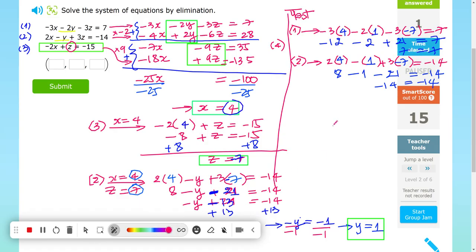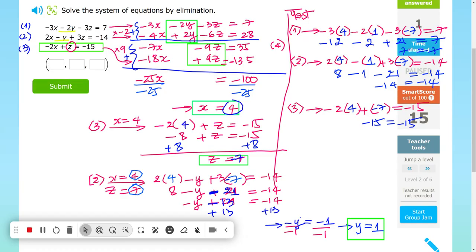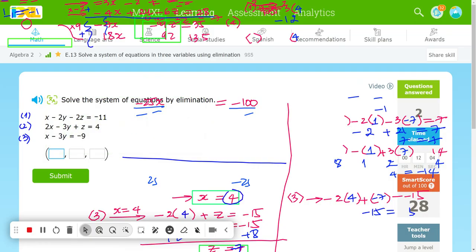Let's do one more time with equation number 3. I have negative 2x plus z equals negative 15. Let's do x equals 4 and z equals negative 7. So negative 8, negative 7, negative 15. So negative 15 on both sides. I punch in my answer: x goes first, number 4, y number 1, and then z negative 7. Submit. It said keep it up.